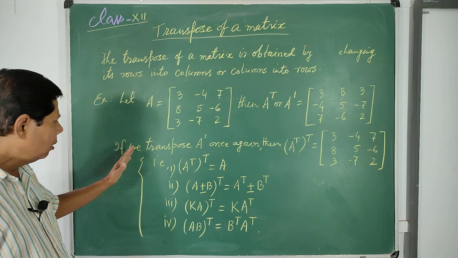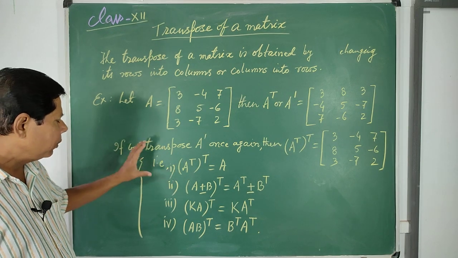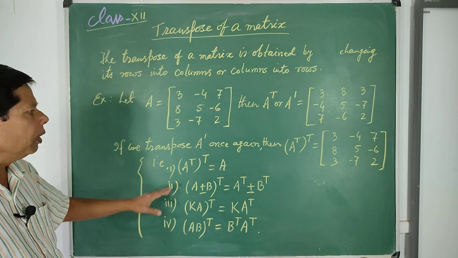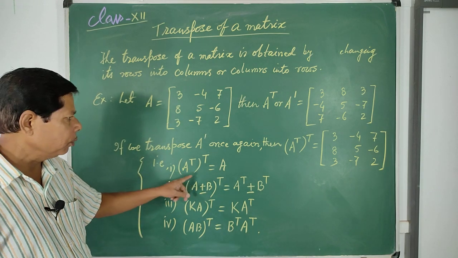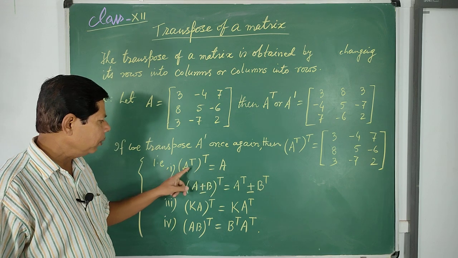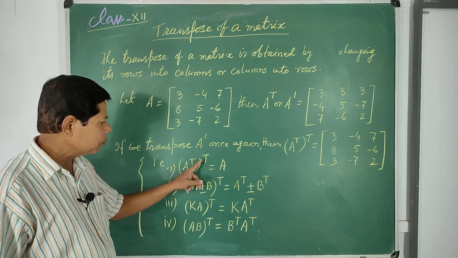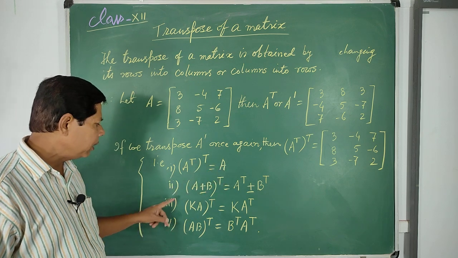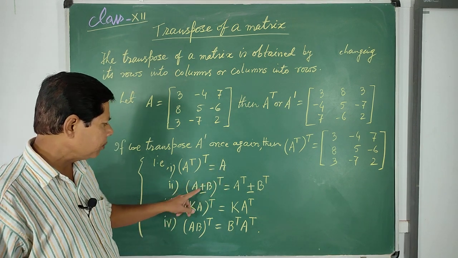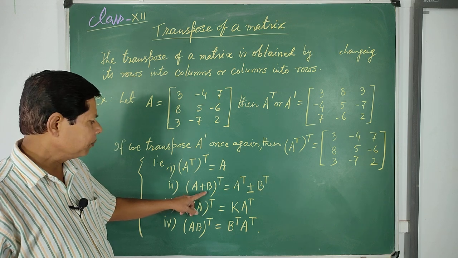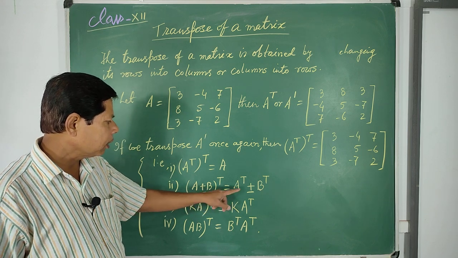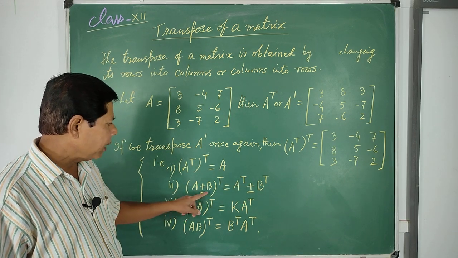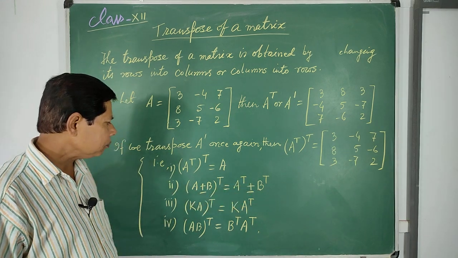So, this is the first property; we can say these are the properties of the transpose. 4 properties are there. One of them is already shown: A equals (A^T)^T. That means the transpose of the transpose of a matrix is equal to the matrix itself. Thereafter, if you take the transpose of the sum or difference of 2 matrices, (A plus B)^T, then the order remains the same: A^T plus B^T, or if it is minus, then A^T minus B^T.